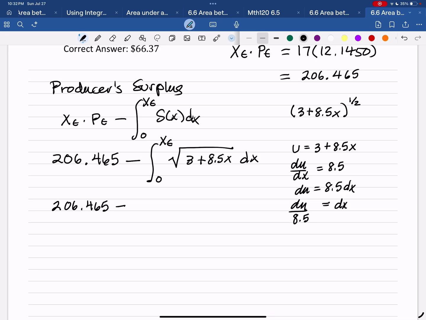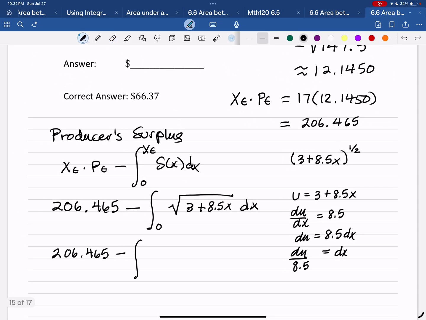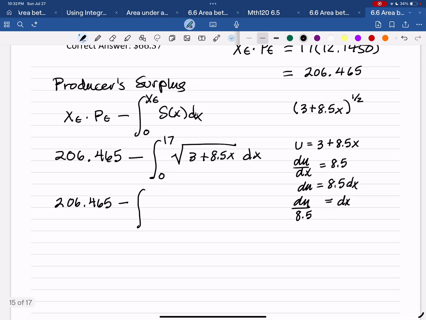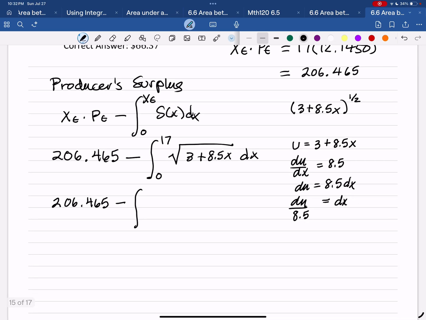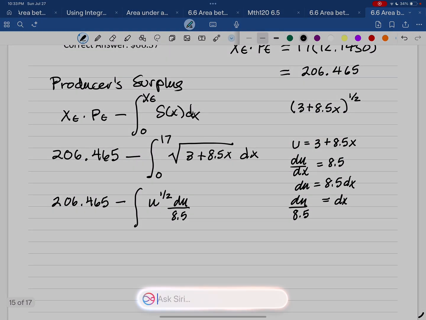This is going to be 206.465 minus 0. And let me take that back. I'm not going to put those on there when I have u substitution because they're not the same. In the earlier one, I could go ahead and put the 17 there, but don't put it on the one with the u. We're going to use the u substitution to help us, and then we'll put the endpoints in. So we've got u to the 1/2 and du over 8.5. So that's equal.